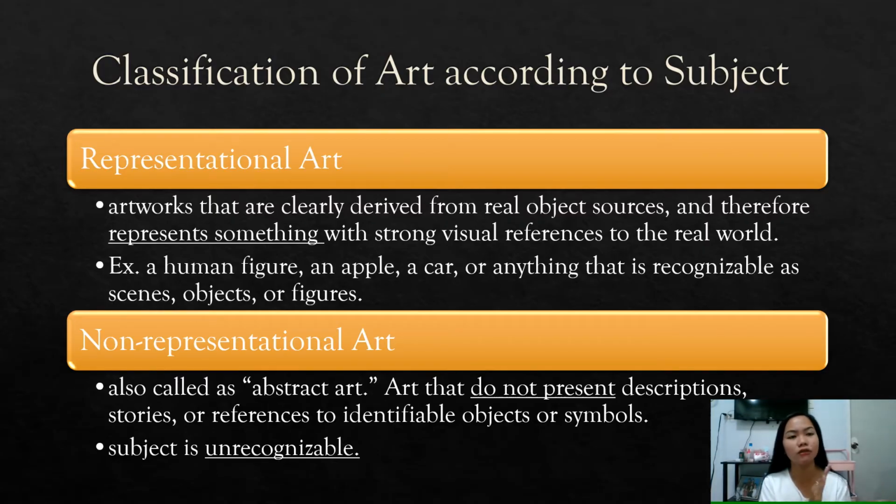So basically, the difference between representational and non-representational is, ang representational, it represents something, from the word representational. Ang non-representational, it does not represent something very obvious or something that is recognizable. So the idea of abstract art got its start in the early 20th century when artists began to move away from strict depictions of real-world elements to express inner ideas, theories, and emotions.